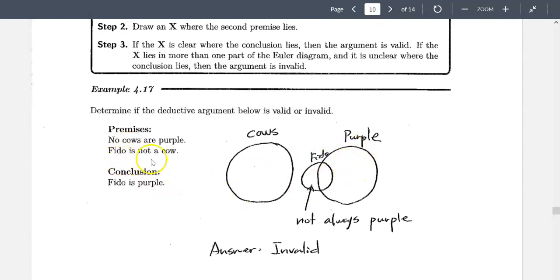Now, Fido is not a cow. The way you draw the Fido circle, you can draw it out here, as long as Fido is not inside or crossing into cow at all. But Fido could be out here, which means Fido doesn't have to be purple. So it depends. If Fido is here, then it's not purple. If Fido is on this side of the circle, then Fido would be purple. So the claim that Fido is purple is not always true. Therefore, if it's not always true, then the argument is invalid.